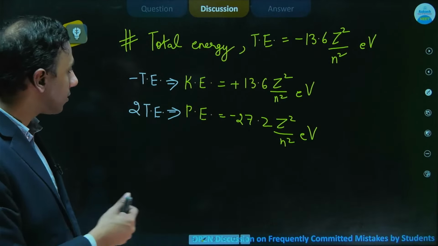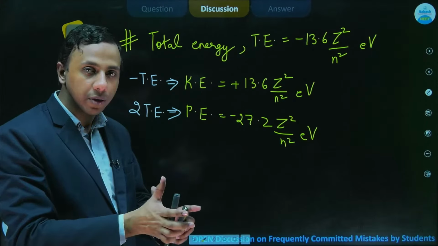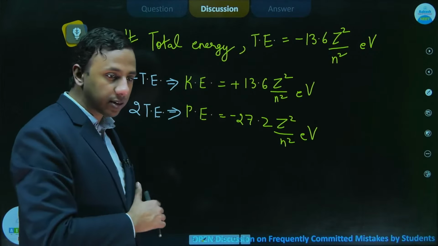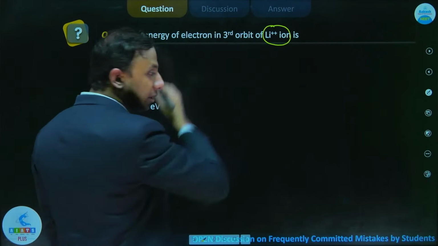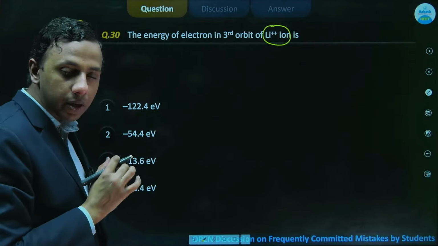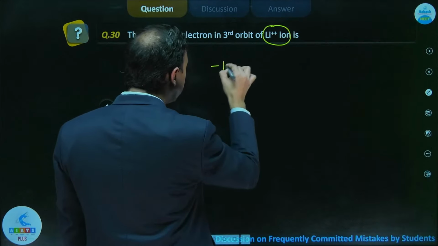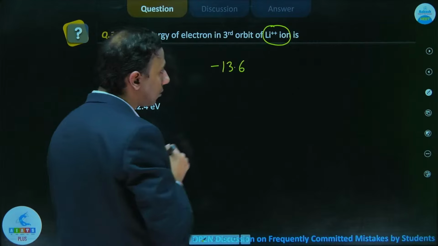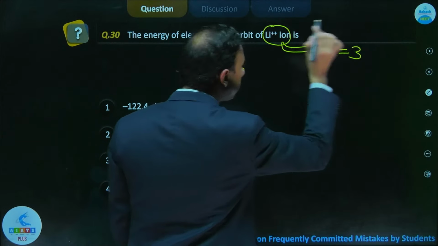All right, anyway, in the question they are not asking about kinetic energy and potential energy. So we are only concerned about this formula, that's it. Just apply the formula and let's see what comes. So the third orbit is given, that is n is equal to 3, and Z is the atomic number. So if you use that formula, minus 13.6, Z for lithium is equal to 3, right.